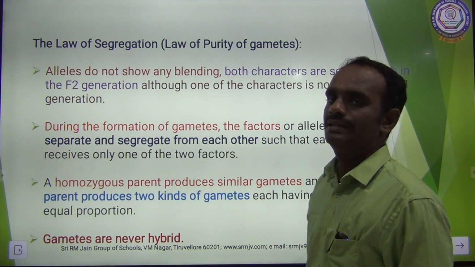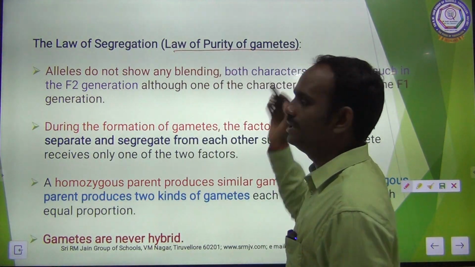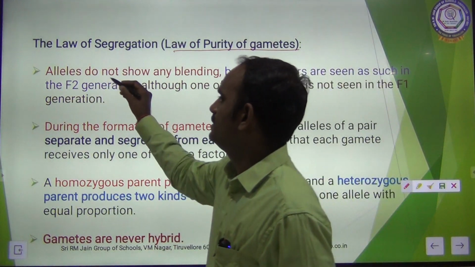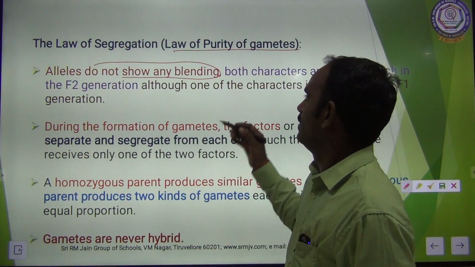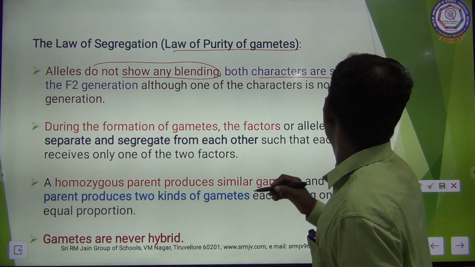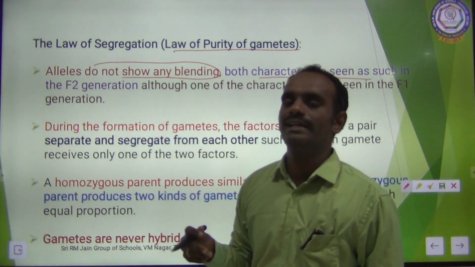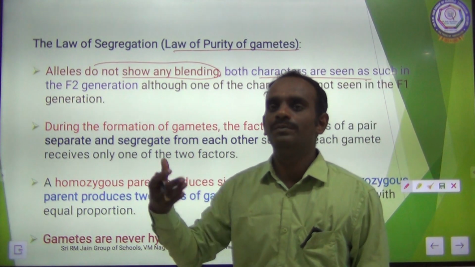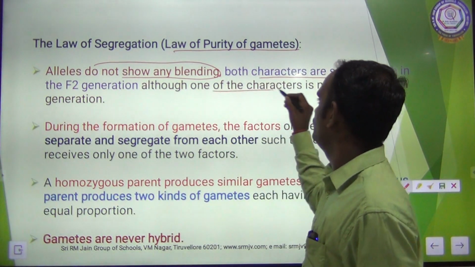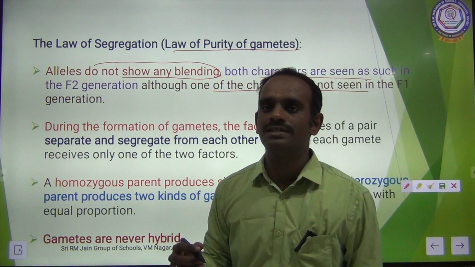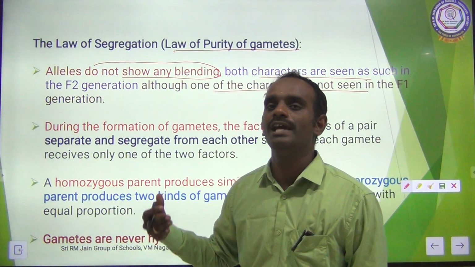The second law is the law of segregation. It is also called the law of purity of gametes. Alleles do not show any blending. Both characters are seen as such in the F2 generation, that is, tall and dwarf. These two characters are expressed in the F2 generation, although one of the characters is not seen in the F1 generation. So one character is not seen in F1, but both characters are seen in F2.